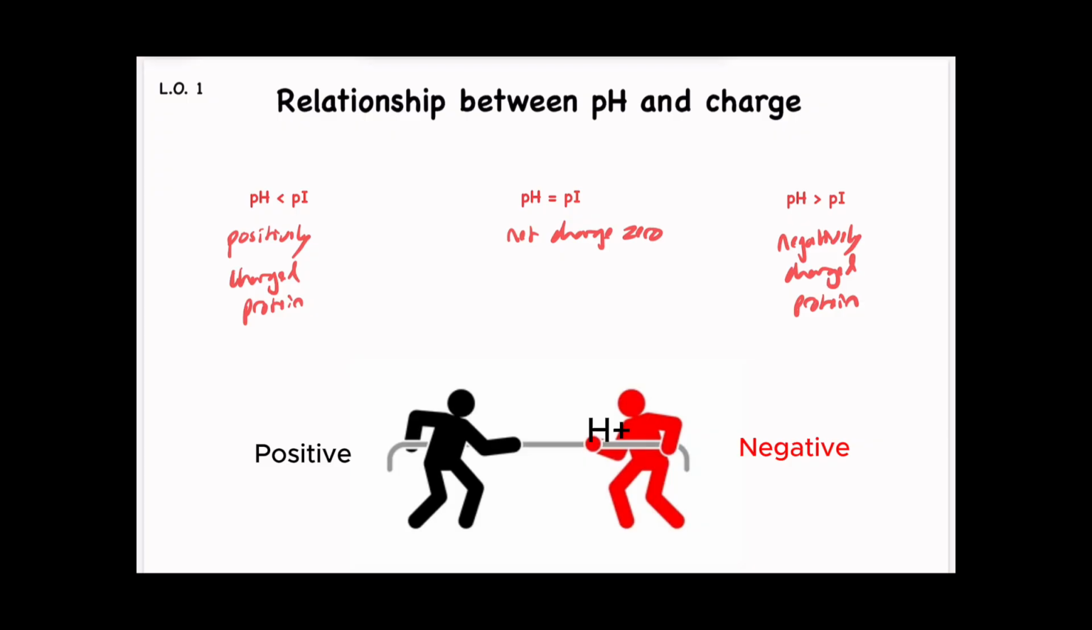These relationships are important to understand because you may be given questions where you're told the pH of the solution is this and the pI of your protein is this. Do you expect a negatively charged, positively charged, or protein with 0 charge? It's important that you can quickly answer those questions based on this relationship.